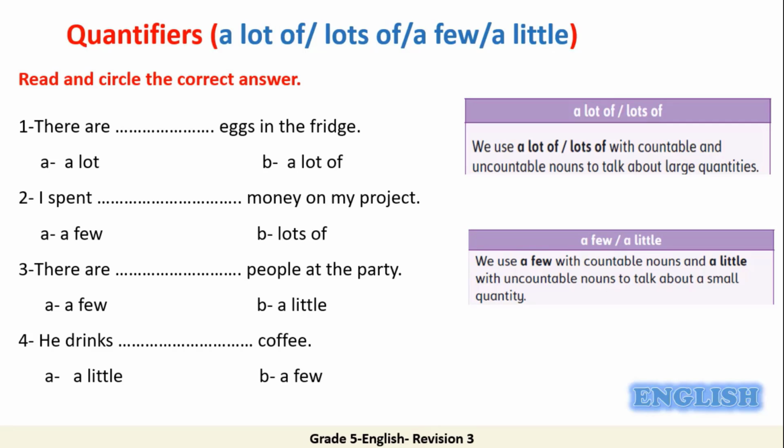Now let's practice. Here you are going to read 4 sentences and circle the correct answer. Let me help you to do the first one. Number 1. There are a lot of eggs in the fridge. Now it's your turn. You can stop the video and do the task. Go on.